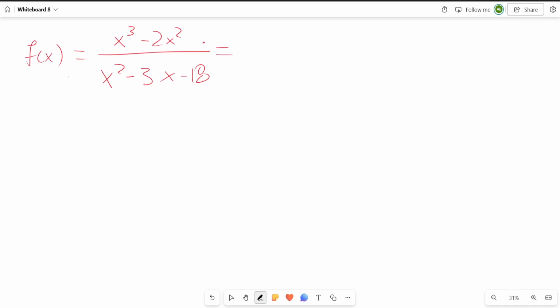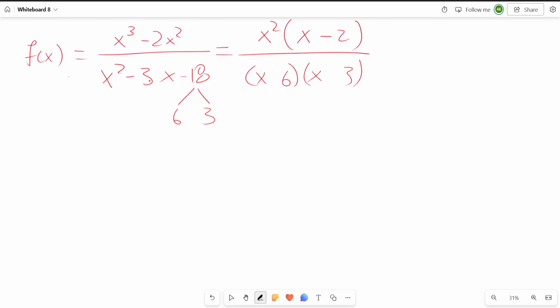So over here, I'll take an x squared out from the top. So x squared, I'll be left with x cubed divided by x squared, that is x, minus 2x squared divided by x squared, that is minus 2. So this is the top factorized. The bottom is a quadratic, so I will go through factorization. I need two factors of 18 that subtract to 3, which is 6 and 3. So this is going to be x, 6, and 3. The larger one takes the middle sign, so this is going to be minus, and this is plus.